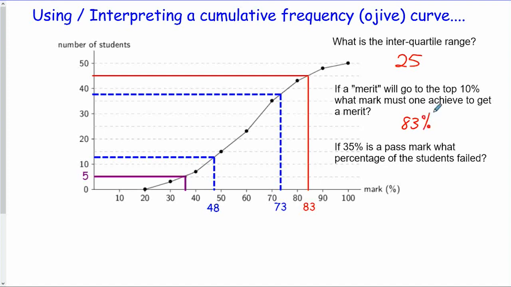And then lastly, if 35% is the pass mark, what percentage of the students failed? Well, 5 out of 50, so about 10%. That's really important, being able to read off these cumulative frequency curves.